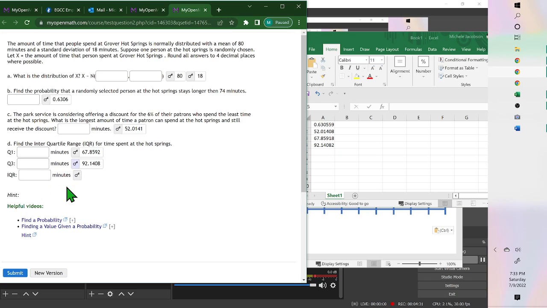Now to find the interquartile range, you just subtract these. So over here, I can click and put equals A4 minus A3. So the interquartile range is just the distance between Q1 and Q3.